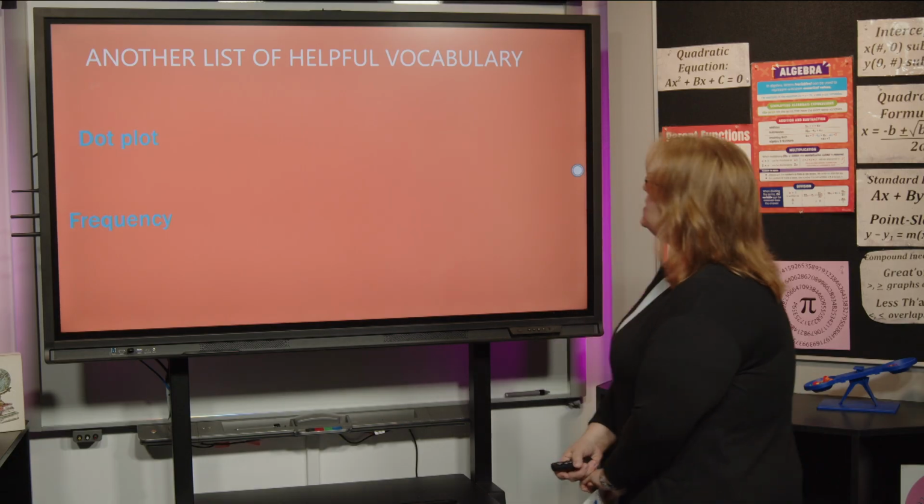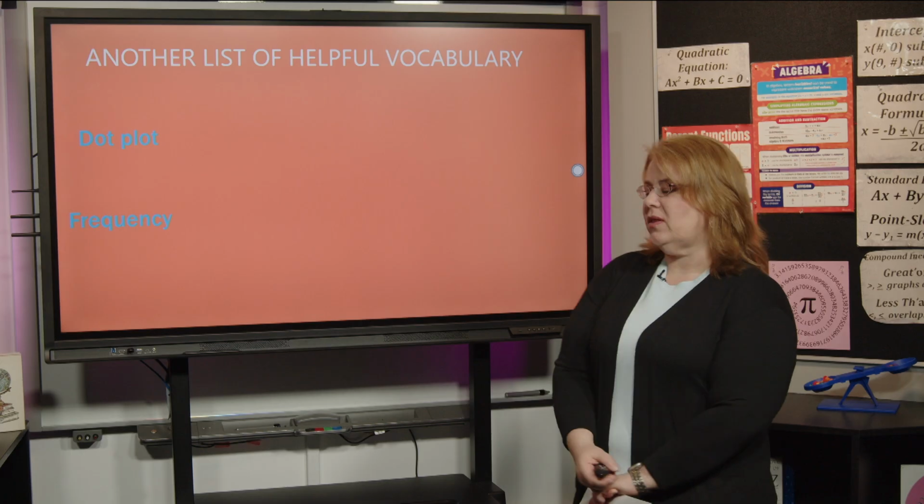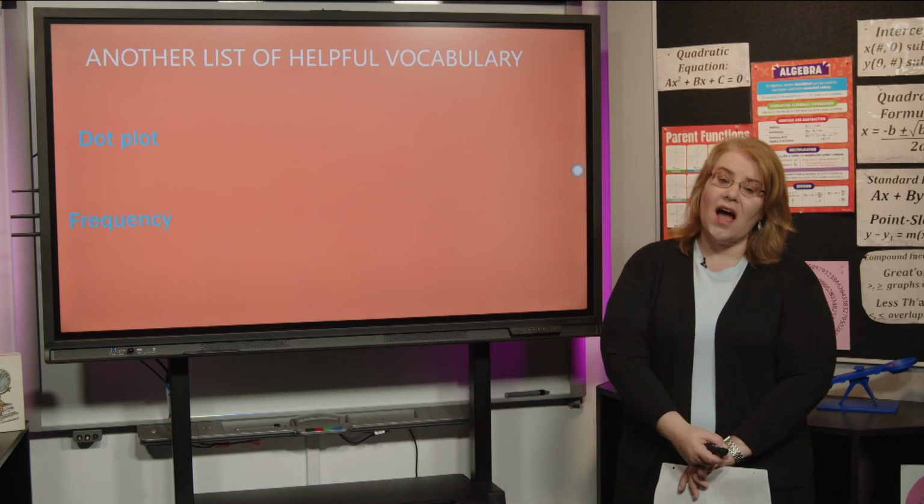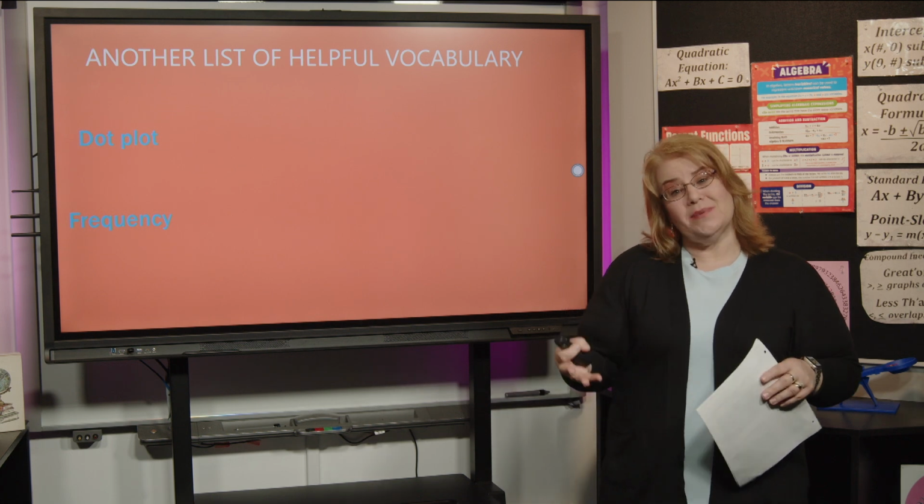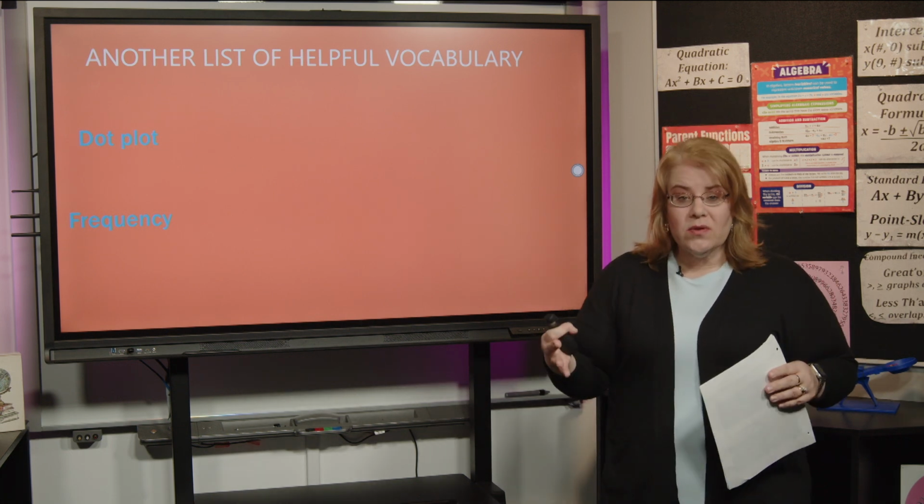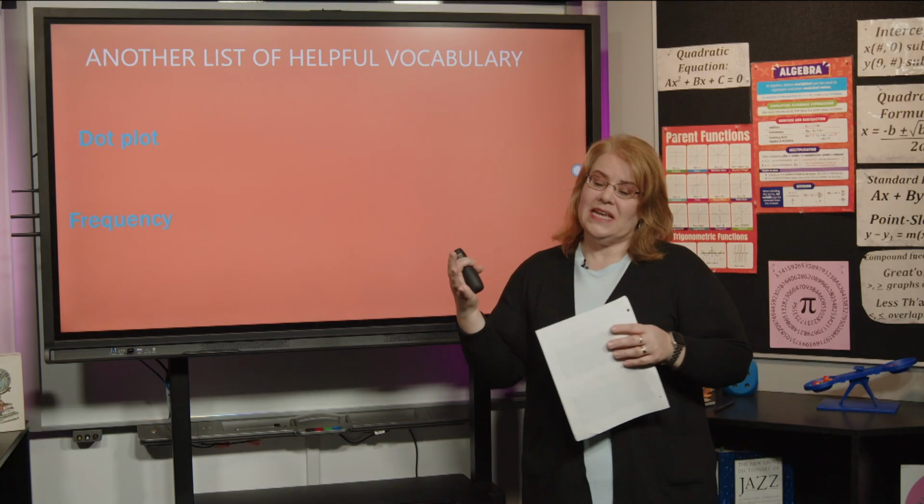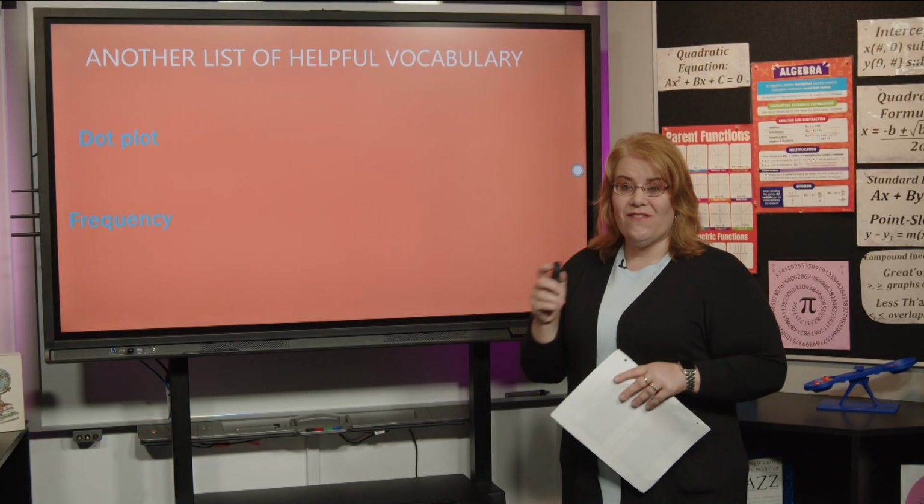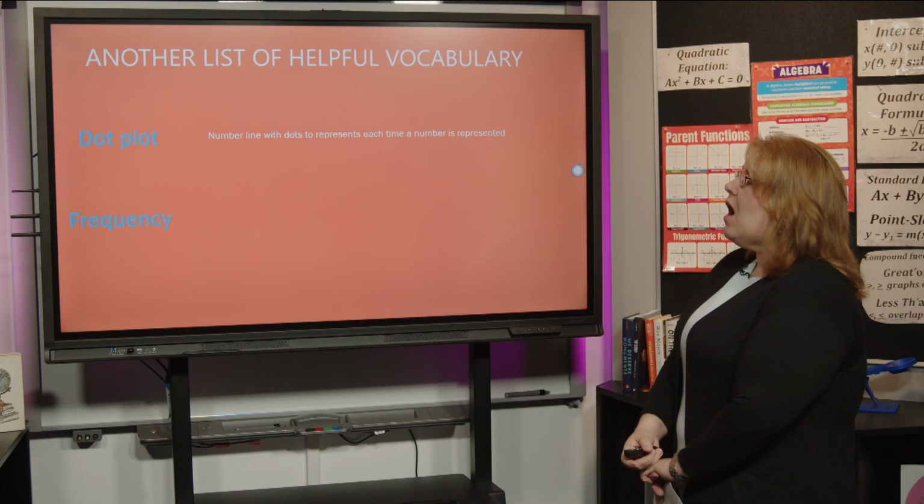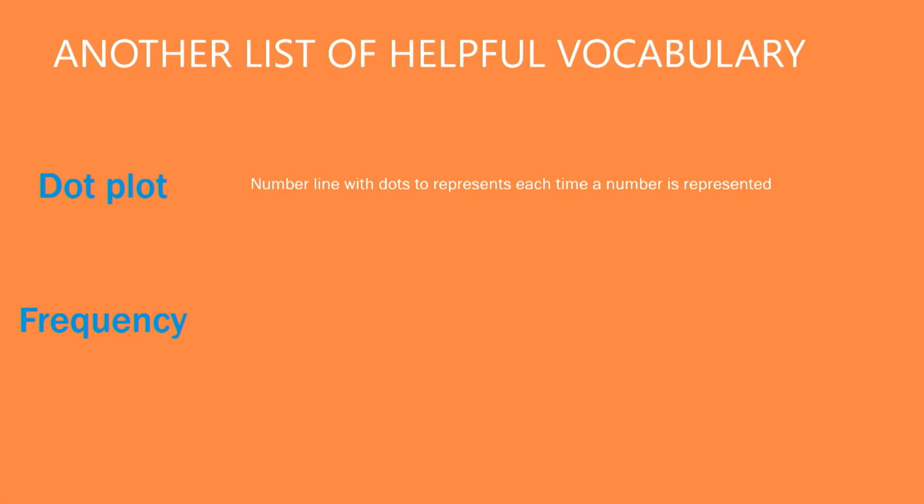So another list of helpful vocabulary is a dot plot, and that's what we're really looking at today, dot plot and frequencies. Now when I use a dot plot, I'm using dots on a number line, and frequency is like if I see it 2 times or if I see it 12 times, that's what it's going to be. So let's get an exact definition of this dot plot. It says on a number line, with dots to represent each time the number is represented. So then when we look at those numbers being represented, we have to look at the frequency. So I'm counting the data values.